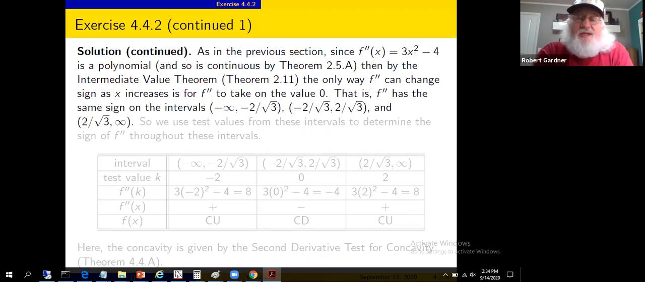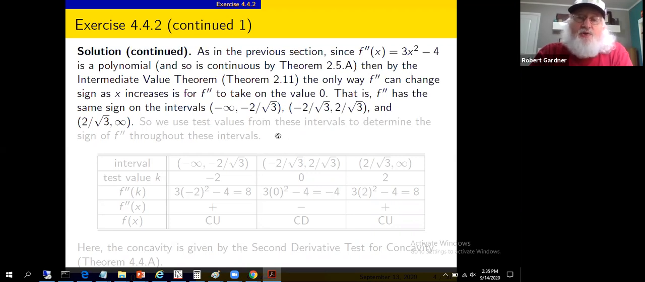We're dealing with continuous functions. The second derivative is continuous. It's a polynomial. I don't have those kinds of potential points of inflection where the second derivative is undefined. But this is just our first example. Things will pick up. But the only 2 points of interest are -2 over the square root of 3 and +2 over the square root of 3.